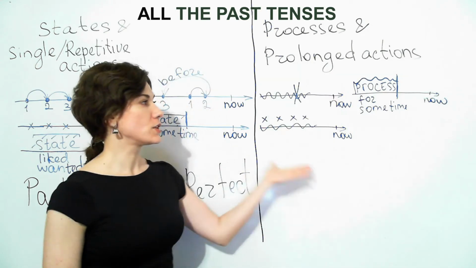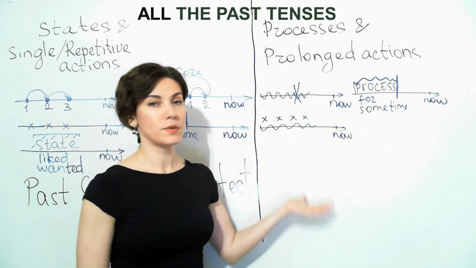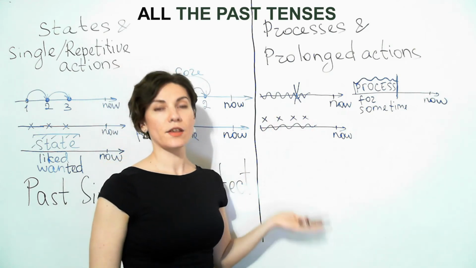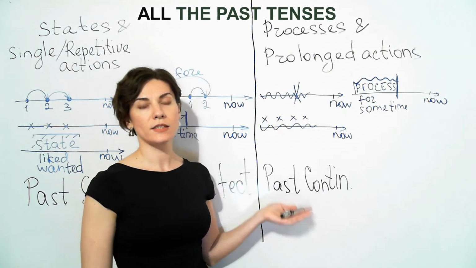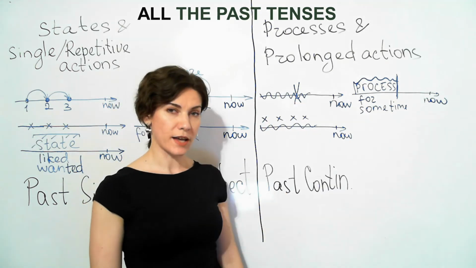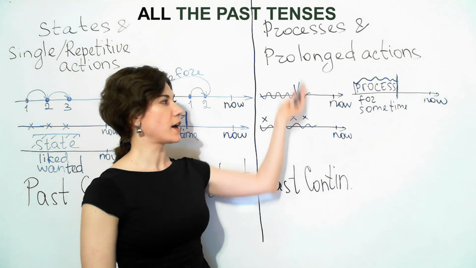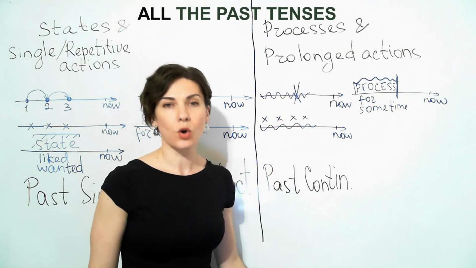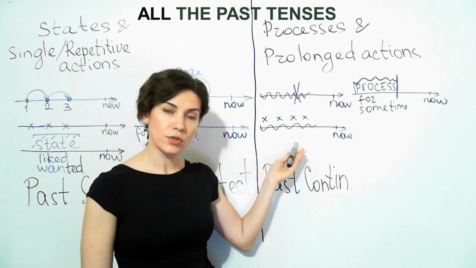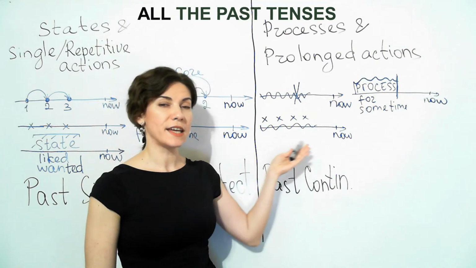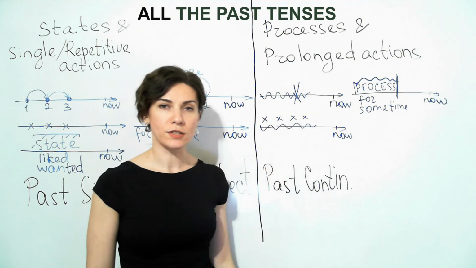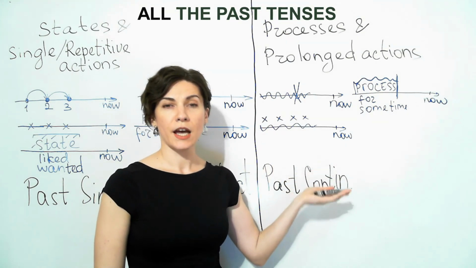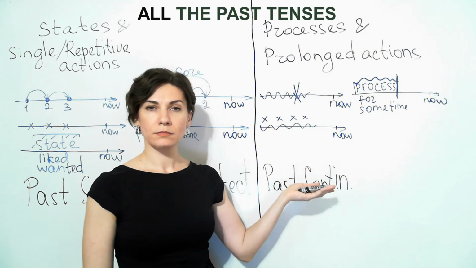Now let's move on to these two tenses. They both describe processes and prolonged actions. The first one is the past continuous tense. This tense is used to describe a process in the past which was happening when another action interrupted it. When he was reading a book, his friend called him. It is also used to describe a setting for other shorter actions. For example, it was a wonderful, pleasant, sunny day and we were walking in the park.